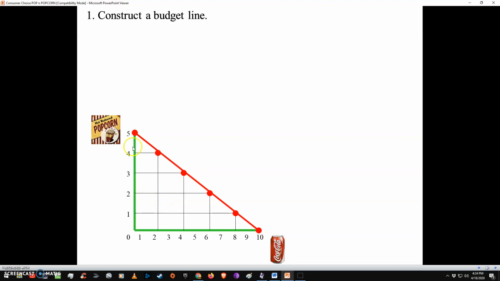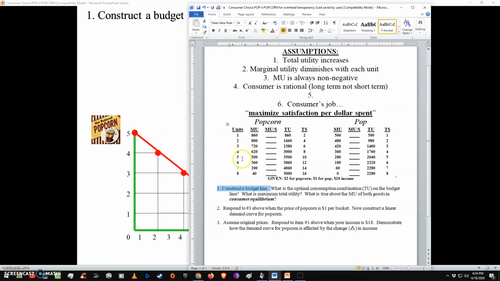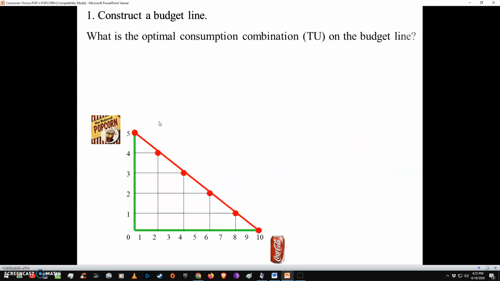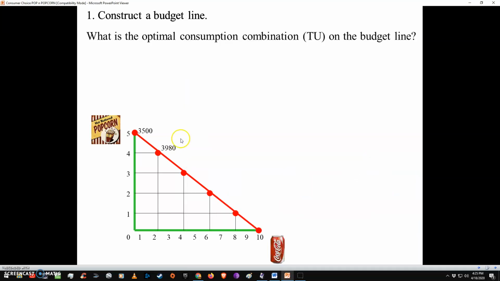So let's look here. Do we want 5 popcorn and 0 pops? If we go back to our information here, you'll notice that our total utility, if we buy 5 popcorn, will give us $3.50 here, right? See it right there, $3.50. So let's go back here, and we'll discover that's 3,500 utility points. Well, that's great. 4 popcorn and 2 pops. 4 popcorn is 3,000. 2 pops is 980. So 3,000 and 980 is 3,980. Hey, that's a lot better than 3,500.